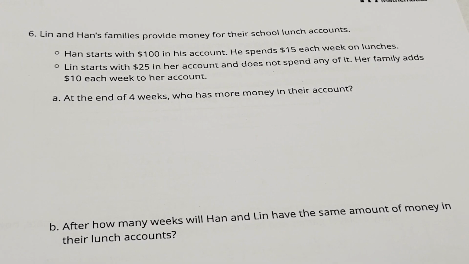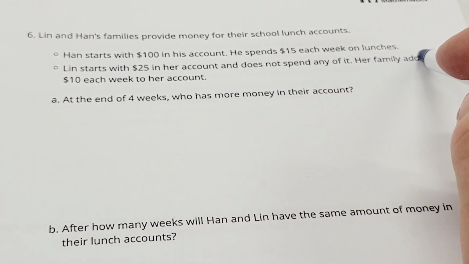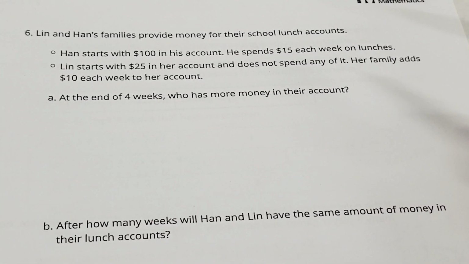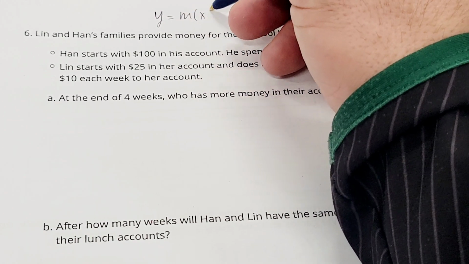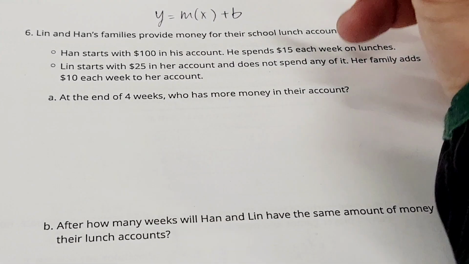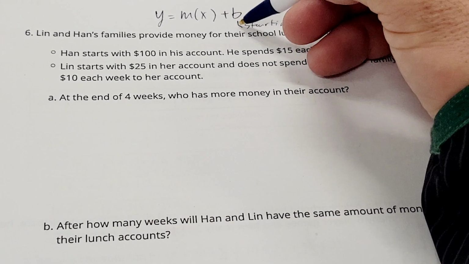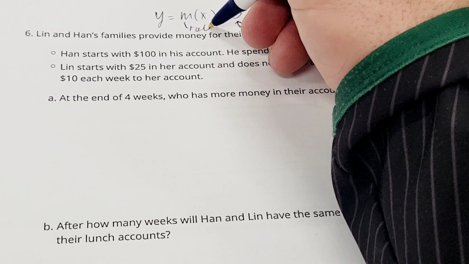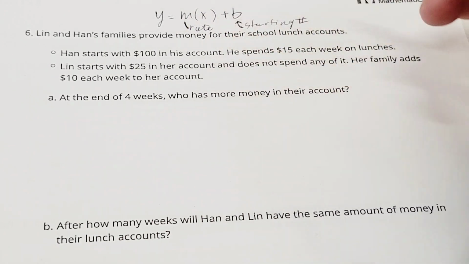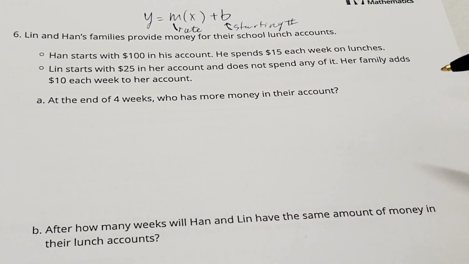Number 6: Lynn and Han's families provide money for their school lunch accounts. Han starts with 100 in his account. He spends 15 each week on lunches. Okay, now right away I'm thinking equation, right? We have to always remember y equals mx plus b, especially when I hear a starting number, which can be our y-intercept. And then some sort of rate or pace is going to be our m, which is like a slope on the graph, right?